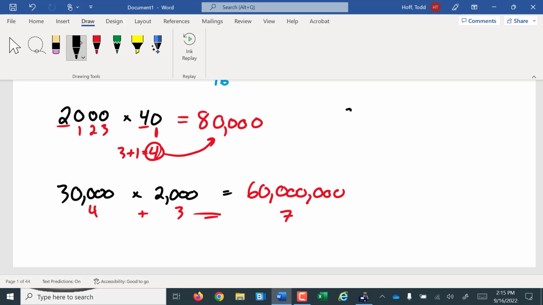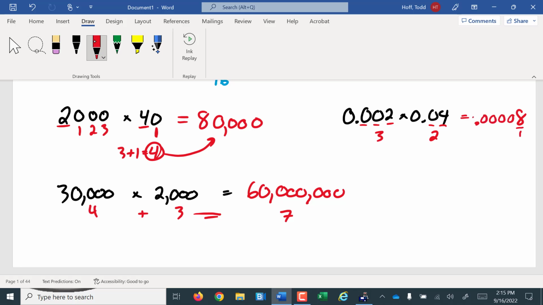When we multiply 0.002 times 0.04, what's 2 times 4? 8. Instead of zeros, we're counting decimal places. We have 1, 2, 3. Here we have 1, 2. So our answer has to have 1, 2, 3, 4, 5 decimal places. So 0.00008.